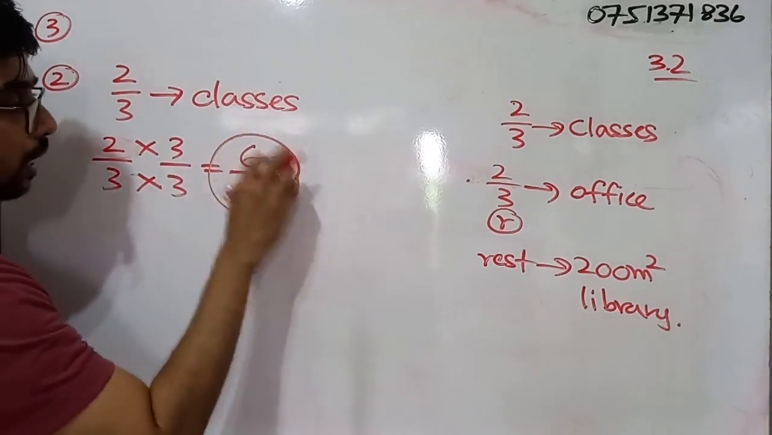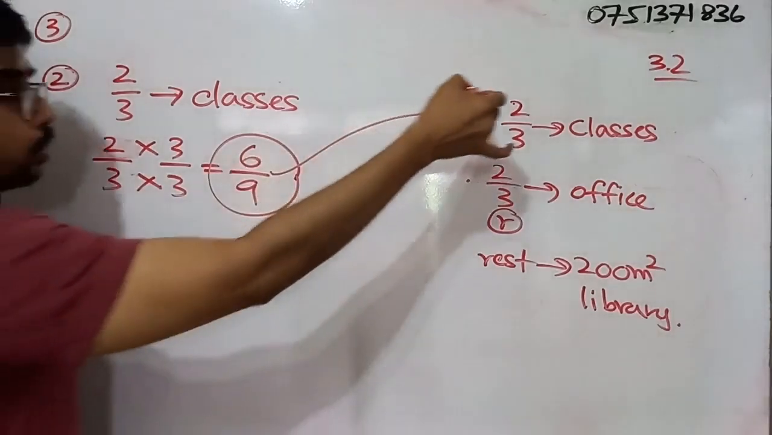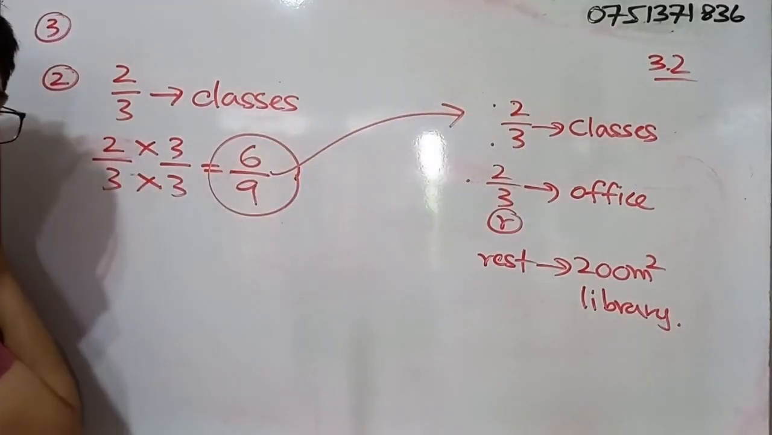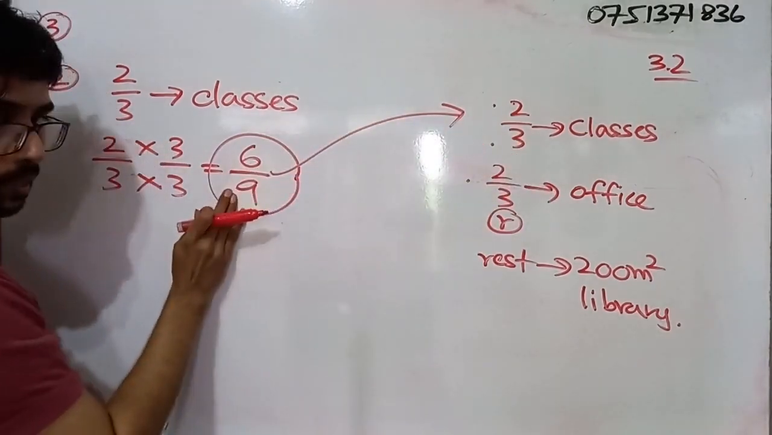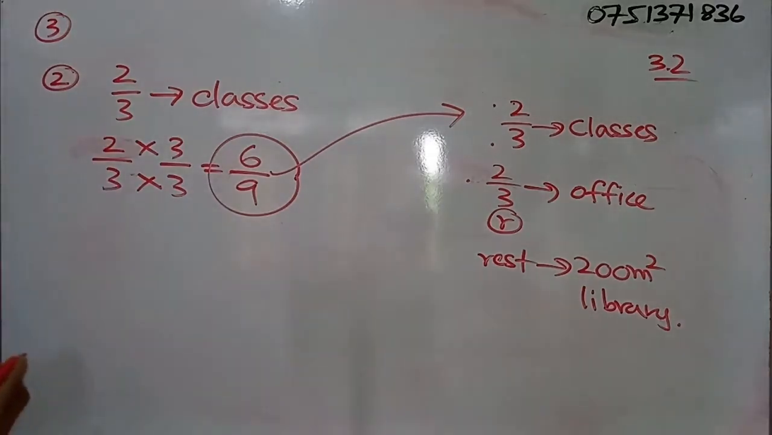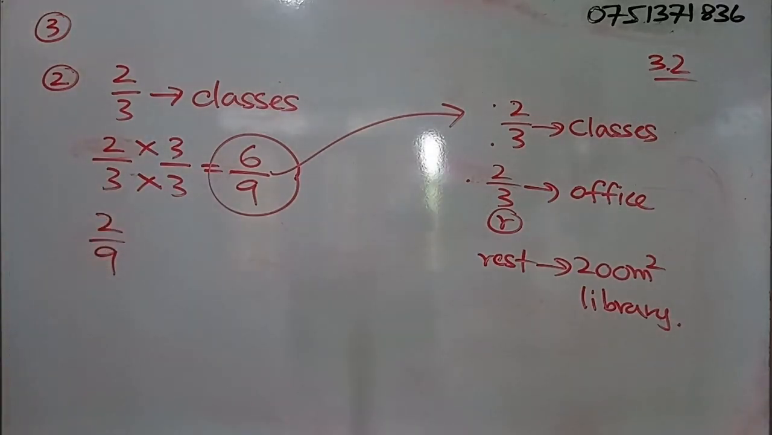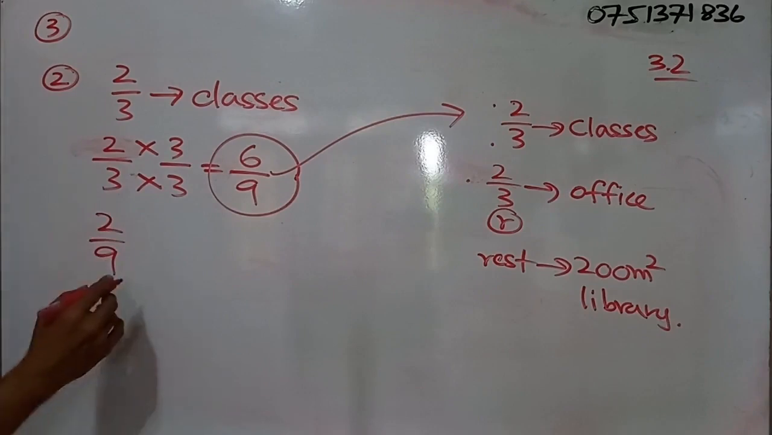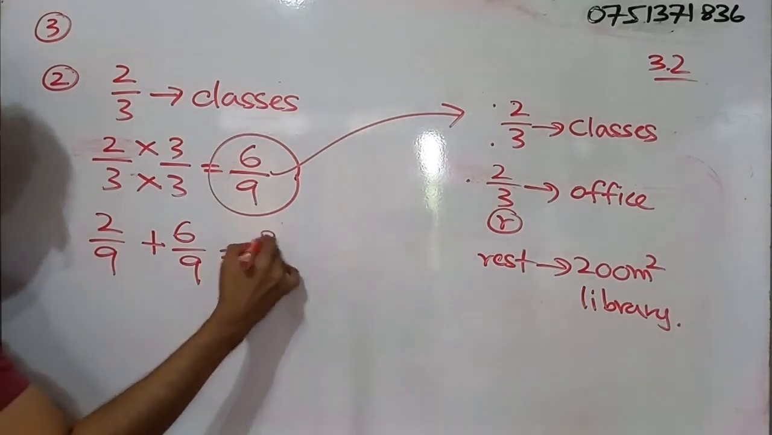This amount of space is what? For classes. So you can see that 2/3 and 6/9 are what? Equivalent fractions. That means instead of this, I can use this fraction. Right. So for the office, we know what is the amount as a fraction? 2/9. Right? So if we add these two together, what will we get?